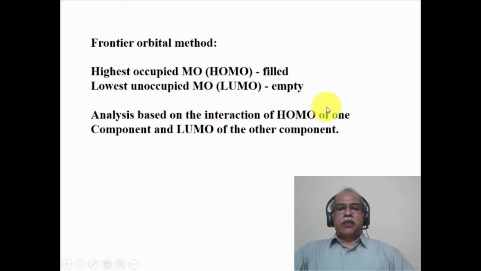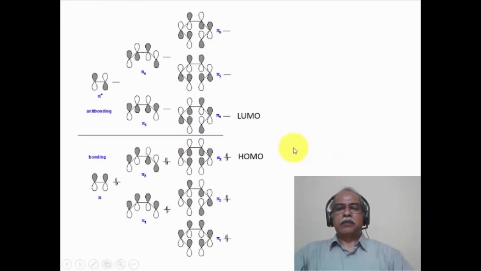Now the second methodology, which is the frontier molecular orbital methodology, we consider the highest occupied molecular orbital, which is a filled molecular orbital, and the lowest unoccupied molecular orbital, which is the LUMO or the empty molecular orbital. The analysis is based on the interaction between the HOMO of one component and the LUMO of the other component of the interacting system. If you are talking about a Diels-Alder reaction between a diene and dienophile, we will consider the highest occupied molecular orbital of the butadiene interacting with the lowest unoccupied molecular orbital of the ethylene, for example. So this is what I defined earlier also.